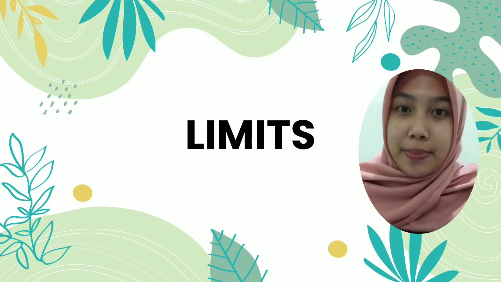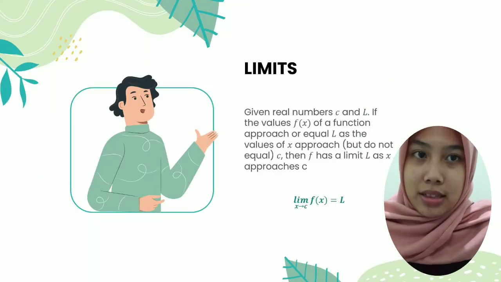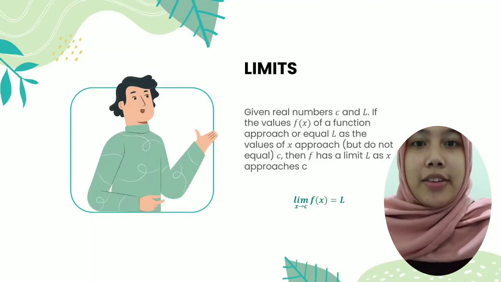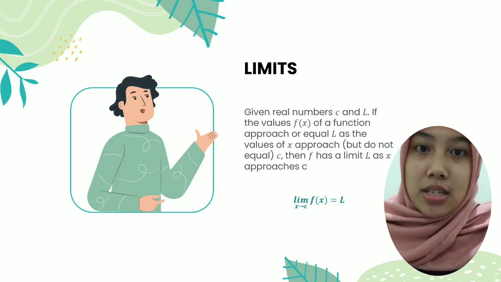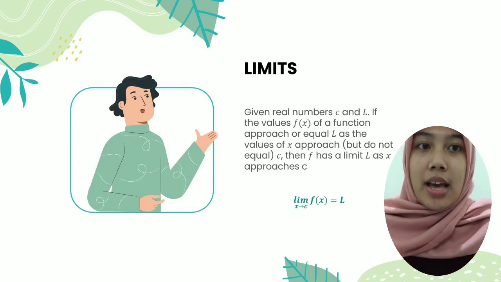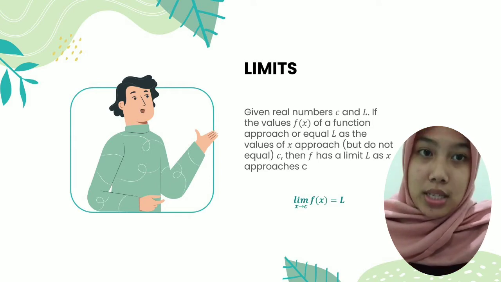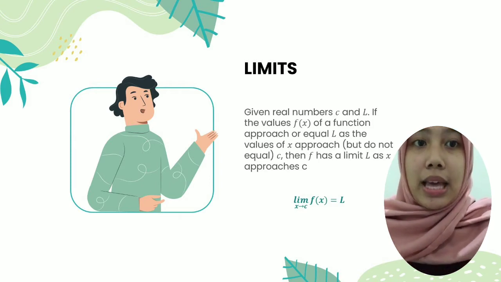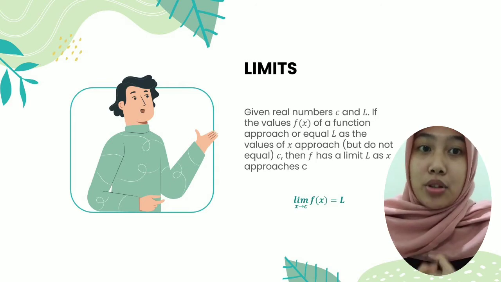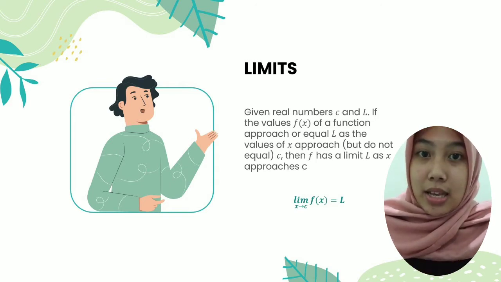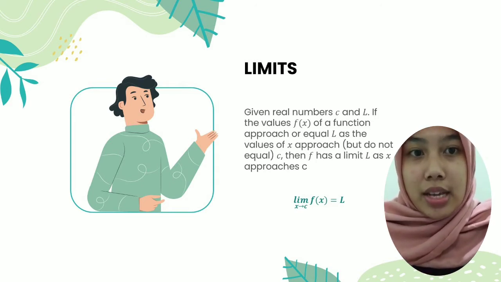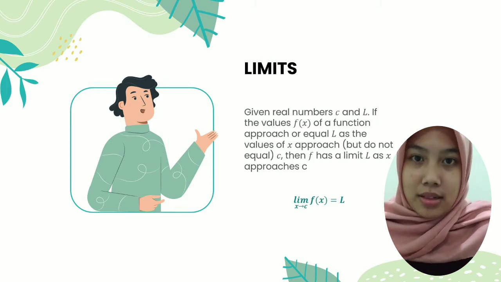Number 1 is limit. Given real numbers c and L, if the value f(x) of a function approaches or equals L as the value of x approaches but does not equal c, then f has a limit L as x approaches c. Limit as x approaches c of f(x) equals L.